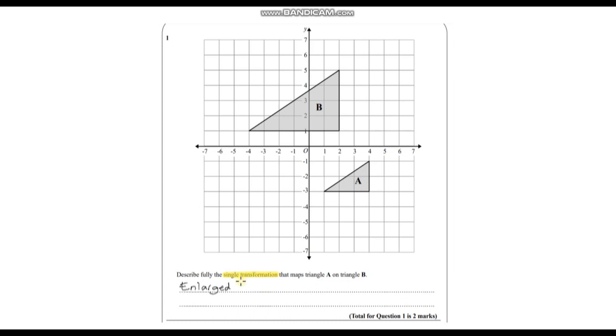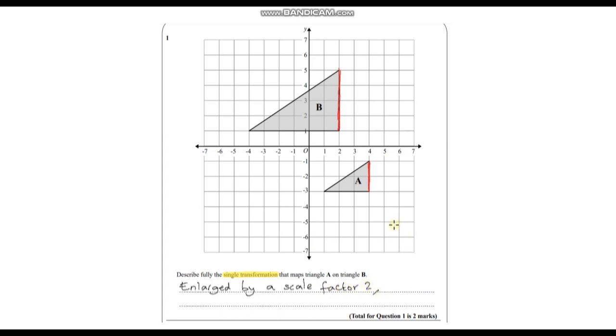What is the scale factor of enlargement? So we can just pick out one of the side lengths. So we can see that it has a height of 2 squares. And after it's been transformed, it now has a height of 4 squares. So the scale factor is 2. So it's been enlarged by a scale factor 2.